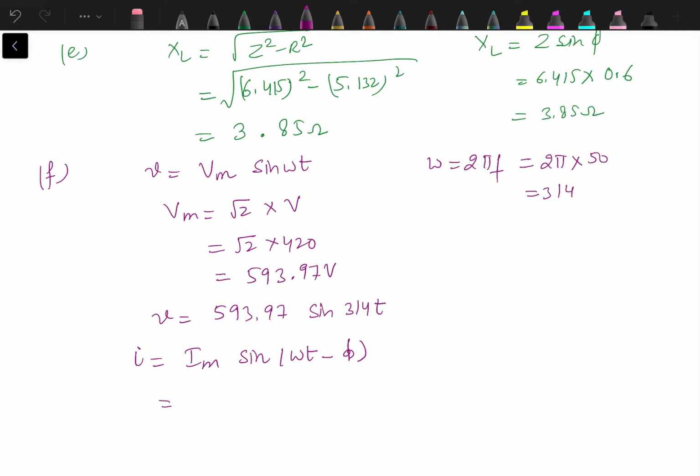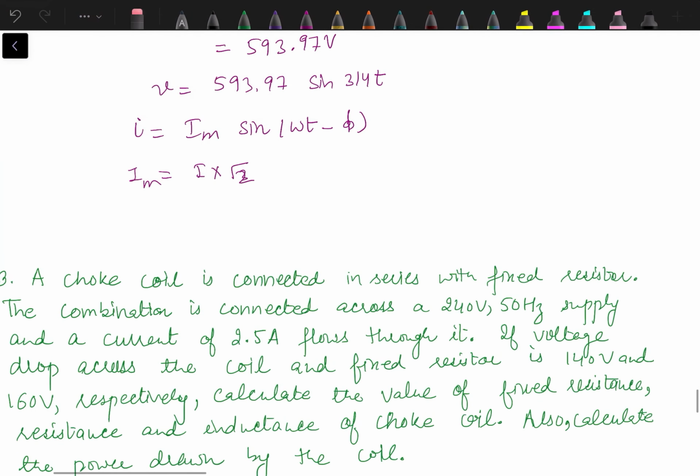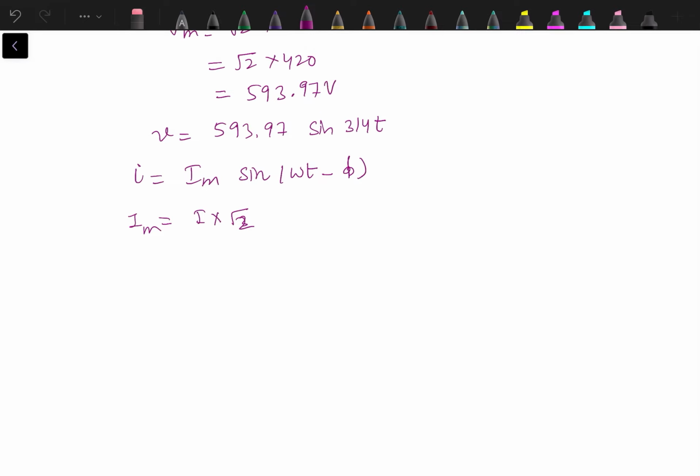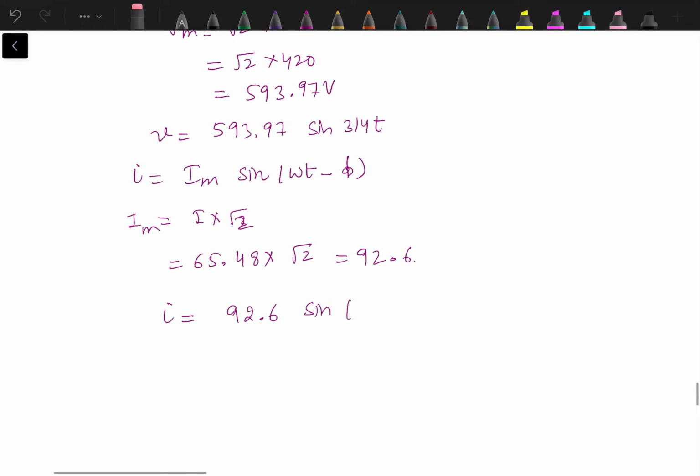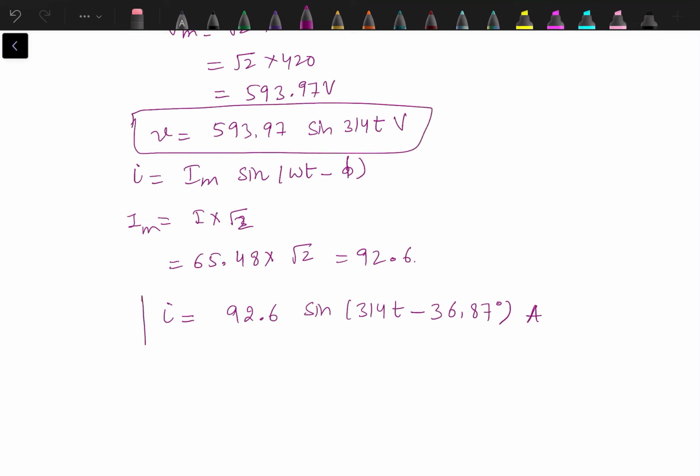Im is I into root 2. I we found as 65.48 into root 2. So this is actually 92.6. So the instantaneous value of current is 92.6 sine of 314 t minus phi, where phi is 36.87 degrees, in amperes. And with voltage we have to write the voltage. So this is the equation for instantaneous voltage, while this is the equation for instantaneous current in the circuit.